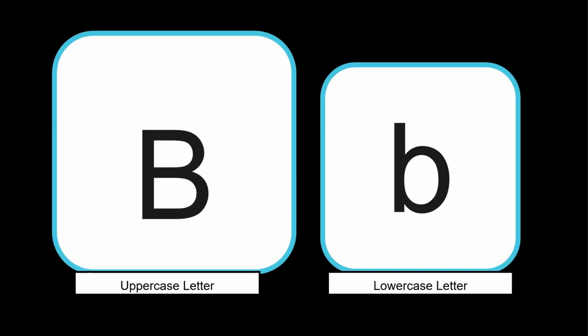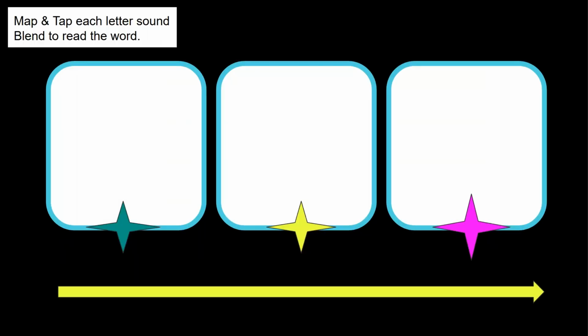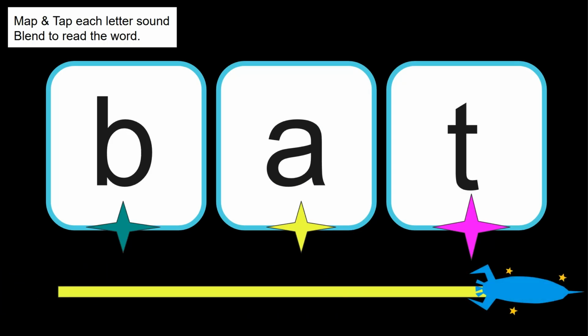Next letter is B, the letter B. This makes the sound b, just like in the beginning of the word base, and in the middle, ball. Baseball. Now let's blend. B, a, t, bat. Great job, just like a baseball bat.